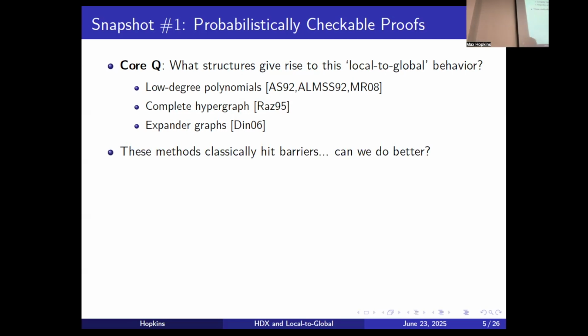Unfortunately, all of these methods classically hit various barriers. There are a number of parameters in PCPs. I'm not going to bore you by going through all the different parameters and what the different methods get you. You might hear some about this more in later talks that are actually about PCPs, not just an intro to the HDX workshop. But believe me when I say that all of these methods hit various barriers in trying to construct optimal probabilistically checkable proofs in hardness of approximation.